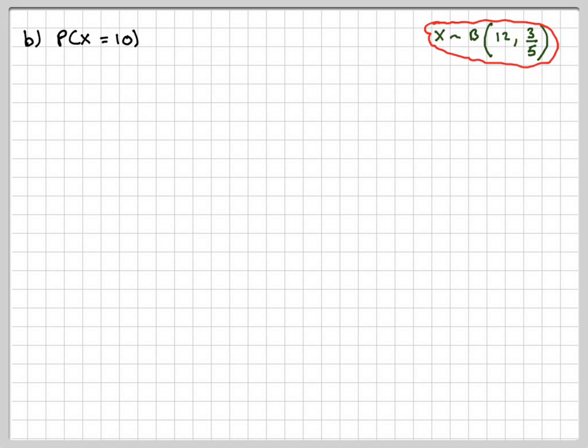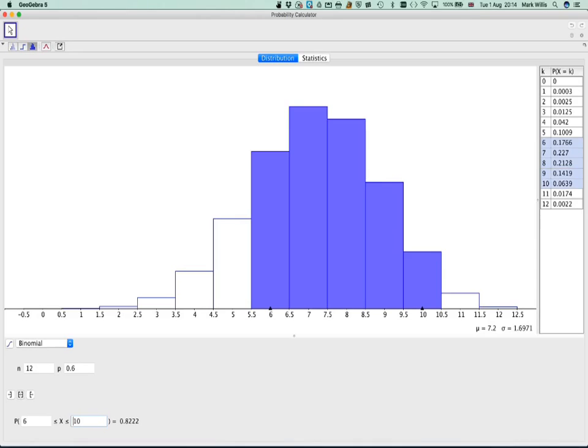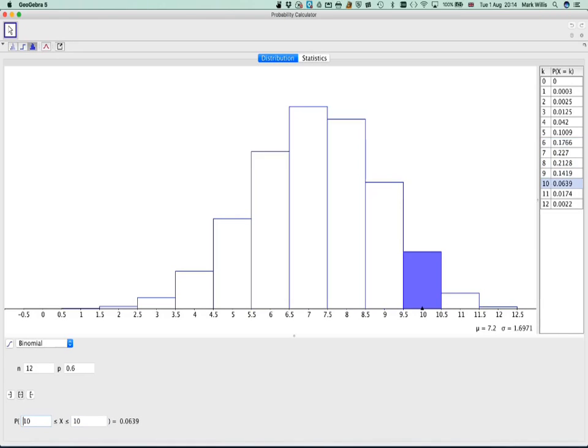Second one, the probability of x being equal to 10. Well, if we set this up in here by putting in 10 and 10, it stayed at 6, so just put 10 in again, enter. Okay, all we want is that rectangle there, which is in fact the actual answer, the one that's been shaded.